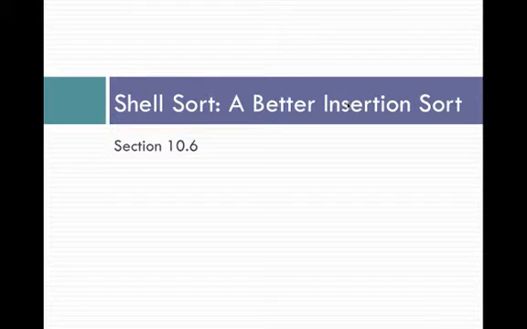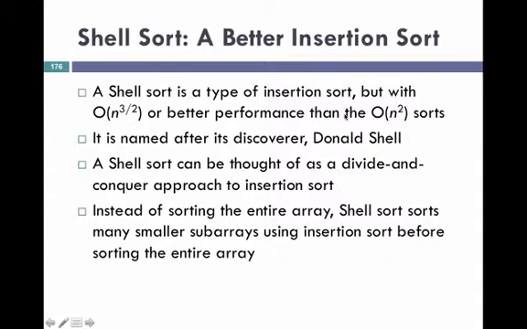In this slidecast, we'll discuss shell sort. Shell sort is a better insertion sort. It is a kind of insertion sort, but it has some better performance than the quadratic sorts. It's named after its discoverer. A shell sort can be thought of as a divide and conquer approach to insertion sort. So instead of sorting the entire array, shell sort sorts many smaller subarrays using insertion sort before sorting the entire array.